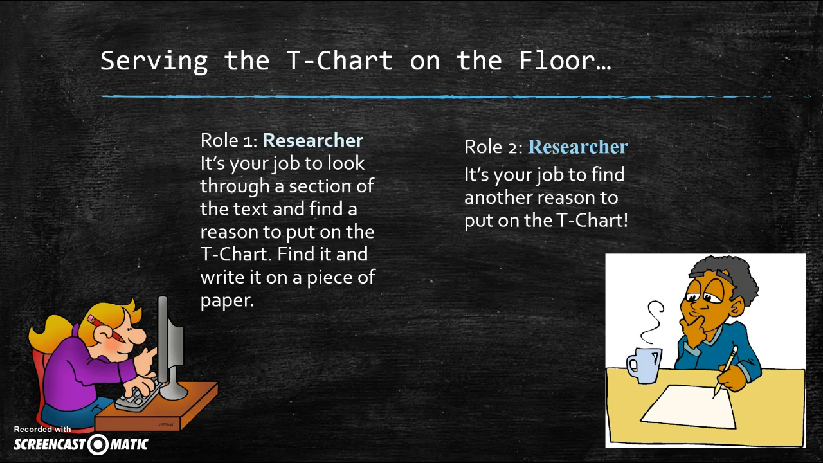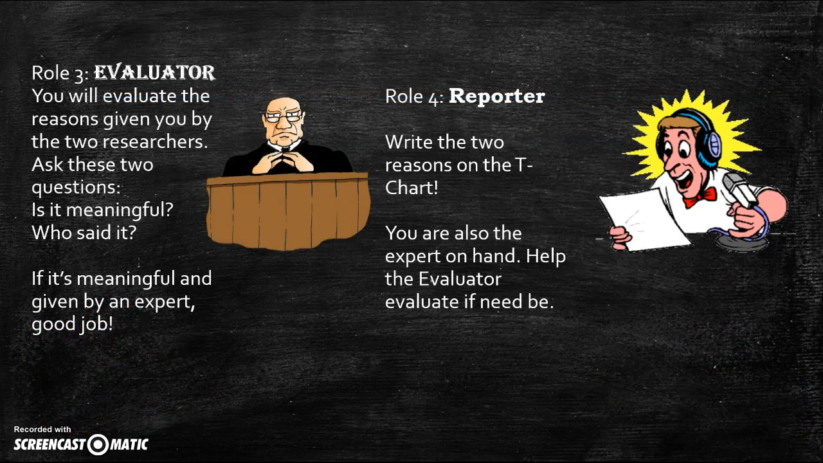Now I know in one portion of the text it said something like 10,000 scientists went to Washington to talk about this. But it didn't really say what they said about this law, so that's not really a good reason. Role 2, you're also a researcher. You've got to find another reason to put on the T-chart.